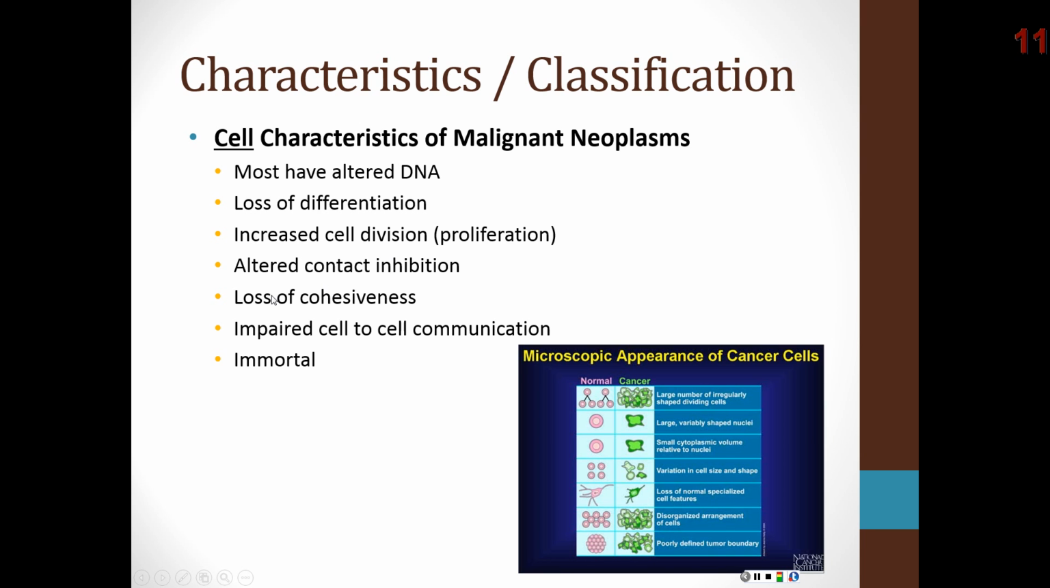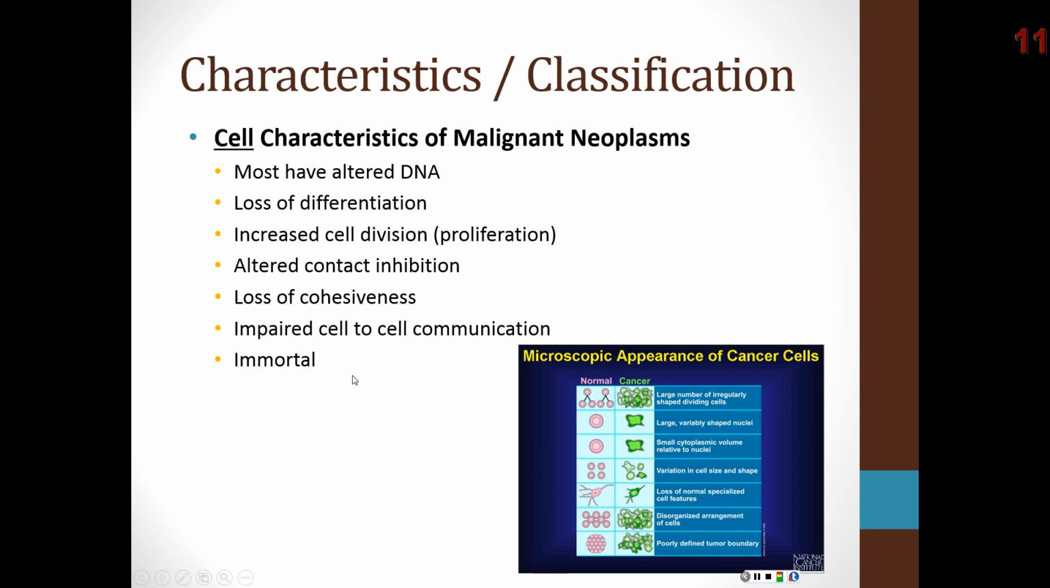body. The cells literally break free and move off, whether it be through lymph tissue, blood, other fluids, mucous membranes, and so forth. They move to other areas because these cells break away and continue to divide. Nothing's there to stop them from dividing. And so that loss of cohesiveness causes cancer cells to break away.